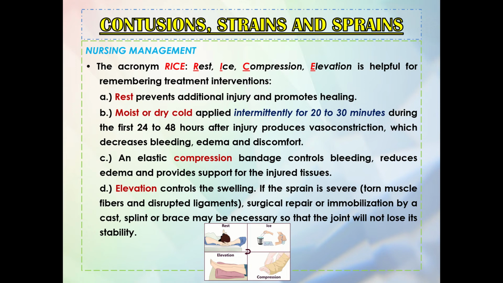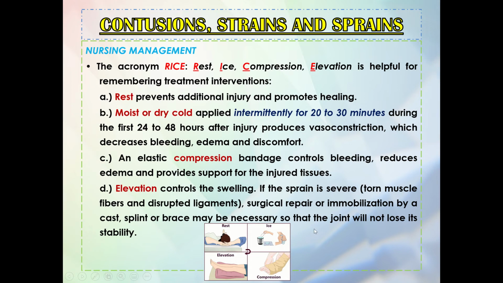Third, you have the compression, wherein we apply an elastic compression bandage that controls bleeding, reduces edema, and provides support for the injured tissues. So that is compression. And then the fourth intervention is elevation, which controls the swelling. If the sprain is severe, such as torn muscle fibers and disrupted ligaments, surgical repair or immobilization by a cast, splint, or brace may be necessary so that the joint will not lose its stability.